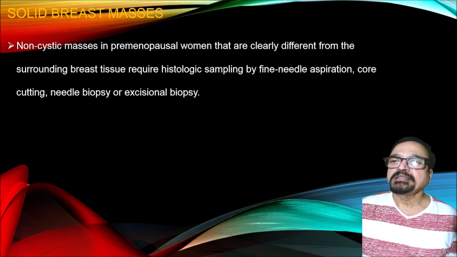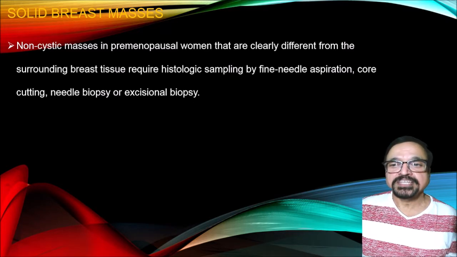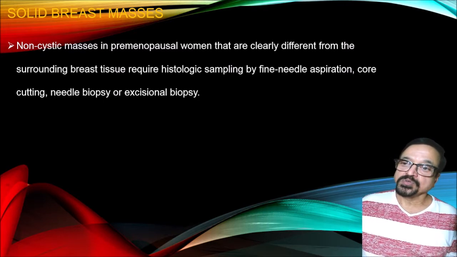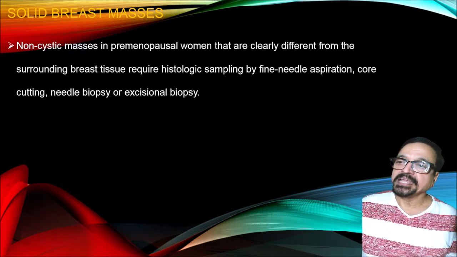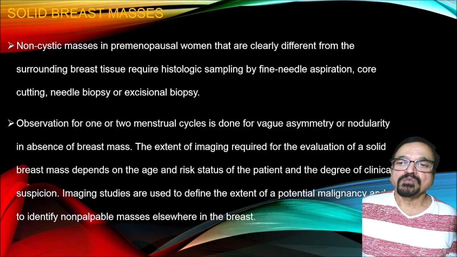Now what are the solitary breast masses? Non-cystic masses in premenopausal women that are clearly different from the surrounding breast tissues require histologic sampling by fine needle aspiration, core cutting needle biopsy or excisional biopsy. Then observation for 1 or 2 menstrual cycles is done for vague asymmetry or nodularity in the absence of breast masses. The extent of imaging required for evaluation of a solid breast mass depends on age, the status of the patient and degree of clinical suspicion.